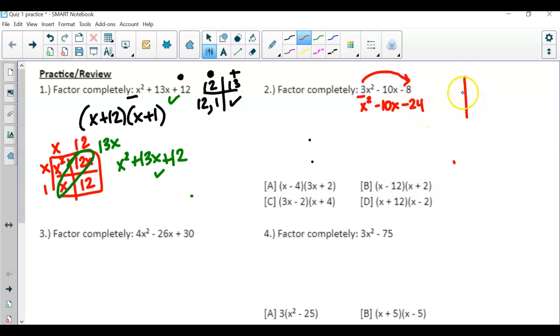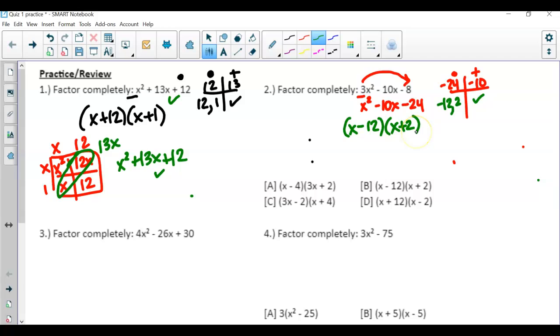Now we go through and factor. So what numbers multiply to get us negative 24 and add to get us negative 10? So here, when thinking about those factors, you should get negative 12 and positive 2. So negative 12 times 2 is negative 24, and add those together, and you do get negative 10. So this becomes x minus 12 times x plus 2.